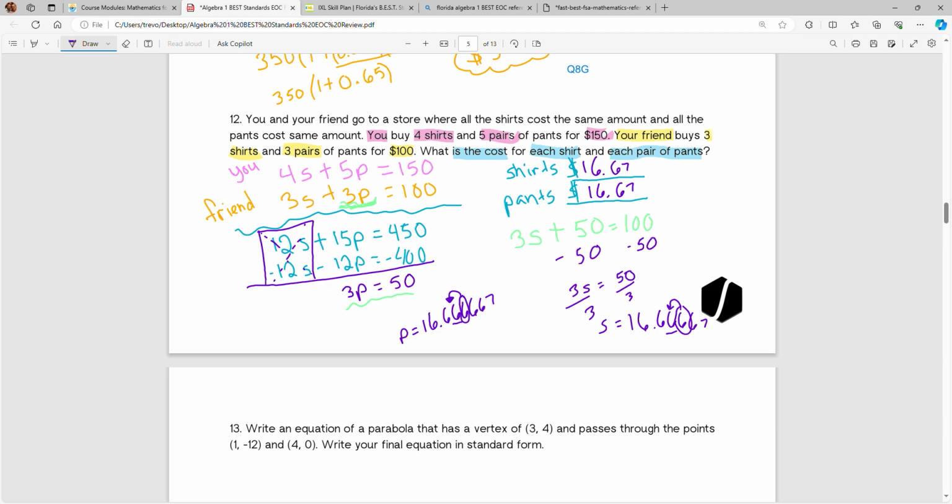And to practice this on IXL, it is lesson US 9. And we are finished with page 10.